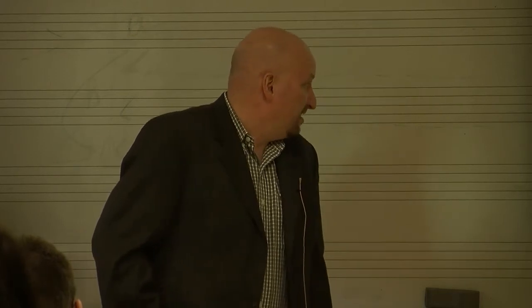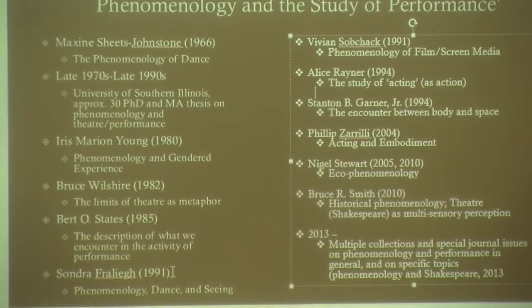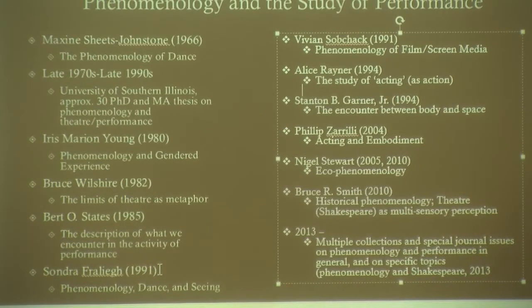Bruce Wilshire, 1982, and Bert States, who's usually counted as probably the preeminent theater phenomenologist of that era, 1985. In dance, you've got, as I said, Maxine Sheets Johnston, with Sondra Fraleigh writing. In film, you've got Vivian Sobchack in the 90s. Alice Rayner out of Stanford, where Bert States was as well, who created a little cadre of disciples, has a book from 1994 on the phenomenon of acting as action. Stanton B. Garner wrote on bodies and spaces in performance, and Phillip Zarrilli on acting and embodiment.